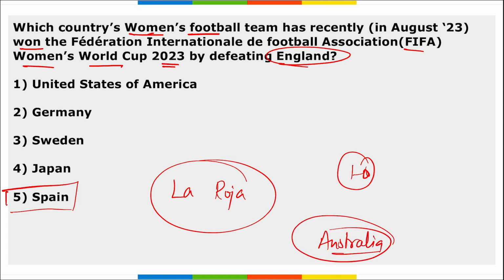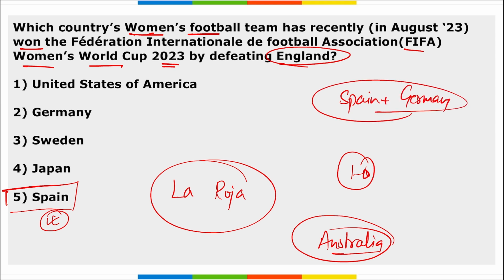The FIFA Women's World Cup was held in Australia, and this marks Spain's first title at the senior level. They won the first under-20 FIFA World Cup in 2022, the under-17 FIFA World Cup in 2018 and 2022, and now they have won the Women's FIFA World Cup by defeating England in the finals. That is the team of Spain. Right, and apart from this, remember Spain and Germany. These are the two countries in the world whose men's and women's football teams have both won the World Cup title.